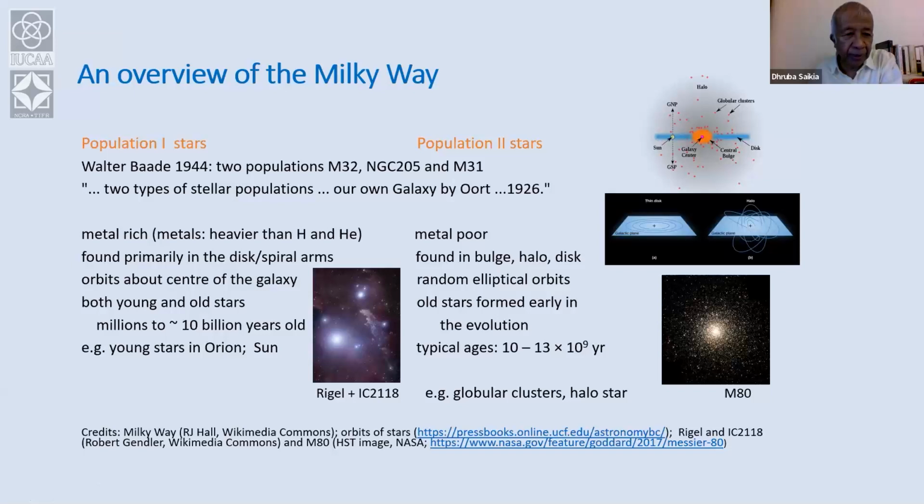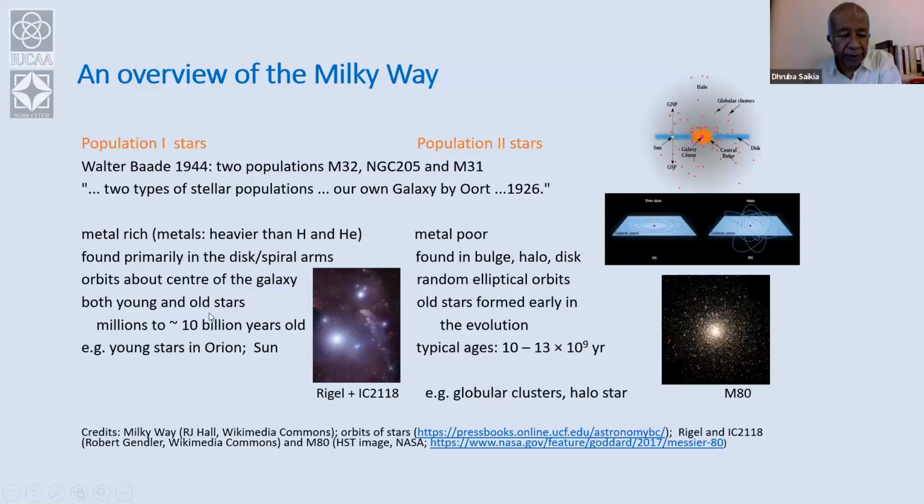So as I said, population 1 stars are metal rich. That means they have more of the heavier metals than hydrogen and helium, found primarily in the disk and spiral arms of the galaxy. They orbit about the center of the galaxy. It consists of both young and old stars. I'll just finish this slide and you can ask your question. It consists of young stars, in Orion, the sun, are examples, and metal poor are found in the bulge, halo, and disk. We'll look at the orbits a bit later again. They're random elliptical orbits. They're old stars formed early in the evolution, and typical ages, they're older.